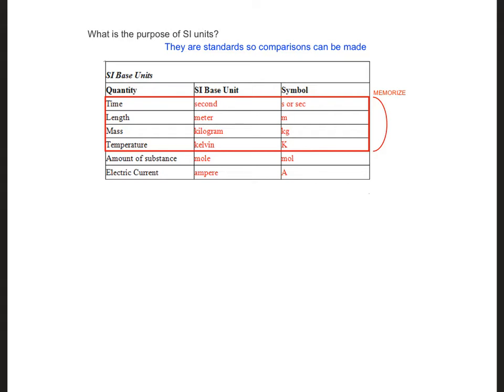Time, your base unit is the second. You can abbreviate it as either S or SEC. For length, your base unit is the meter. The abbreviation is M. Mass, your base unit is actually a kilogram, not just a regular gram. A kilogram has a symbol kg. And for temperature, it's a unit that you might not have heard of before, the Kelvin, and actually it is the capital K. We're going to deal with temperature a lot more later in the semester. Those are the 4 you have to memorize, so please start memorizing them now.